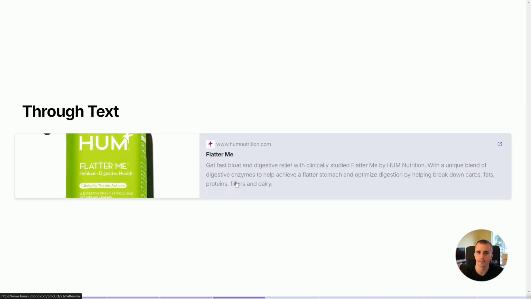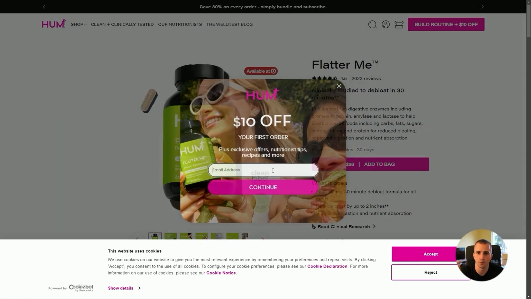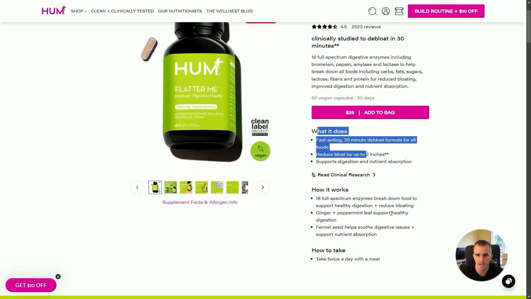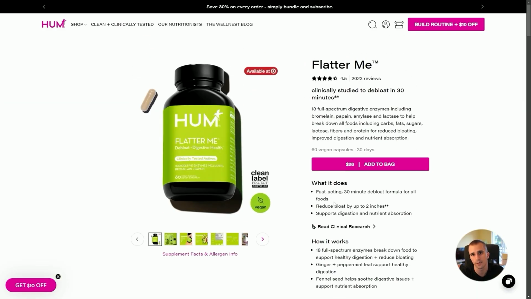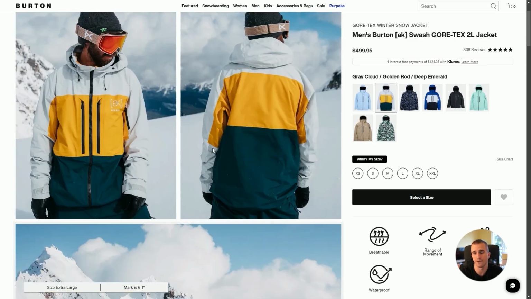Then the next way to communicate is through text. This is usually for supplement brands or brands that have to utilize direct response copy. In this example, we have these debloat pills, and you can see their whole product page is based on text. The biggest headline says clinically studied to debloat in 30 minutes, which is a promise. You are giving a promise to your customers about what they will get, right? Then you have what it does, how it works, and all these things. So most of the content on their product page is communicated through text, compared to the apparel brand, where, as you can see, more than half the width of the product page is images. That's the difference between these two.